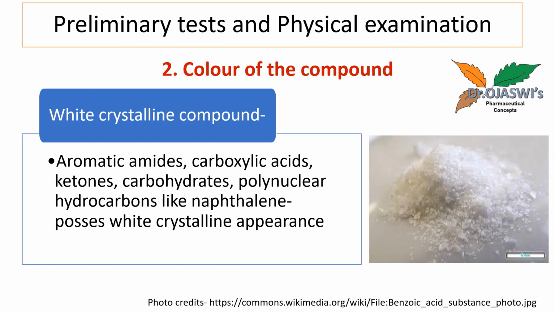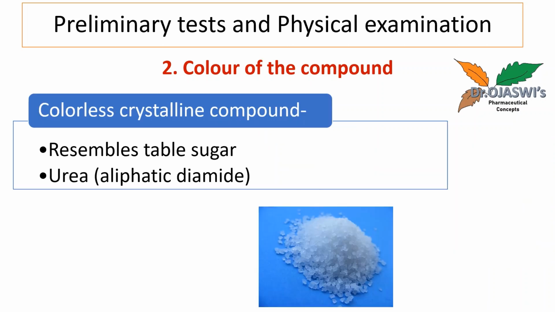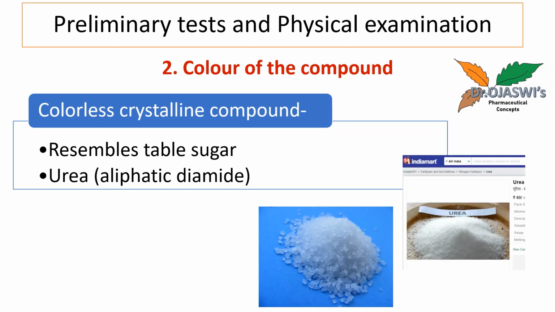The given picture is taken from the internet, and that is the benzoic acid. You can clearly see the crystalline appearance of the benzoic acid. The given compound could be only crystalline. It may not have any color, just like the table sugar. This is the table sugar, and this is the urea, which is the aliphatic diamide.